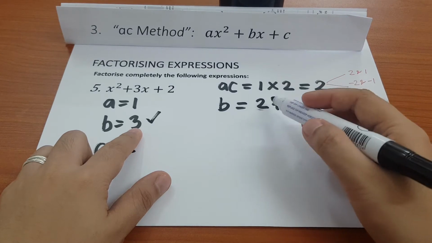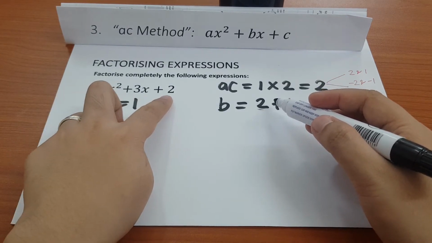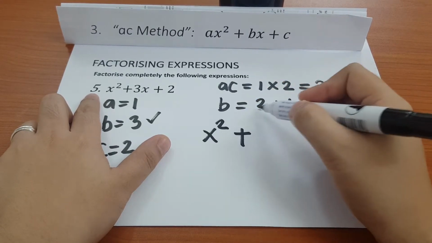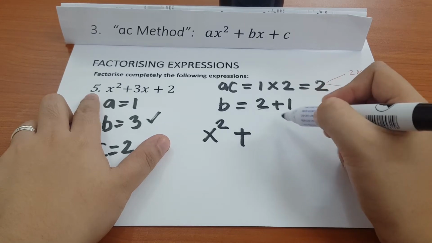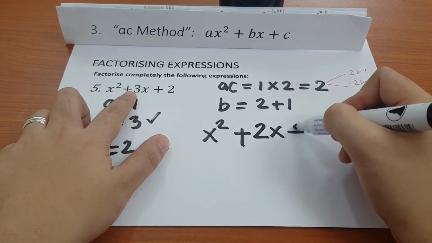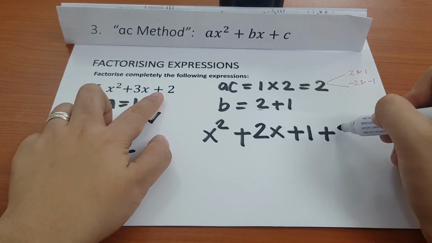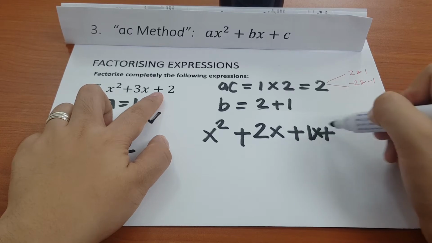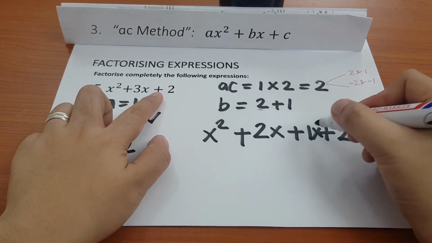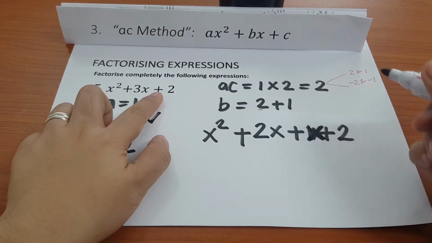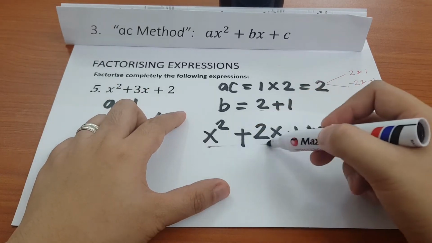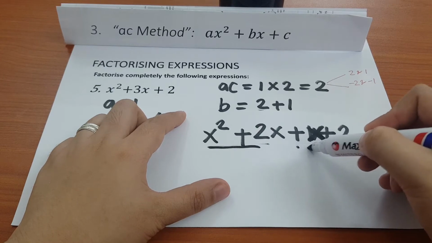Now, how to use this one? You have this x squared plus 3x plus 2. So instead of writing 3x, you will replace it with these two factors here. You will rewrite 3x as 2x plus 1x, plus 2. Since this one, you don't need to write 1 in math. Next, you will divide it into two portions, this part and this part.